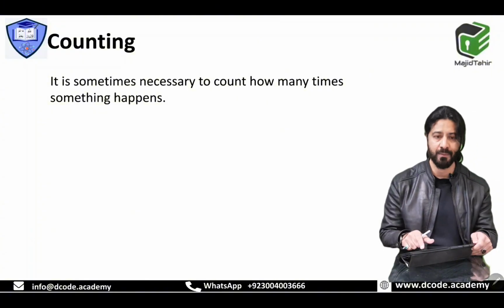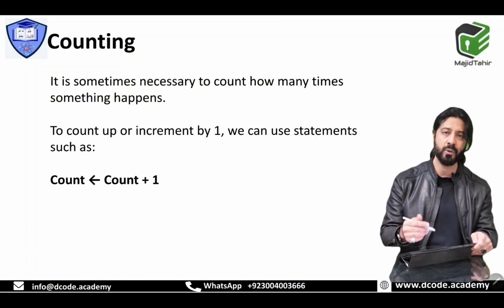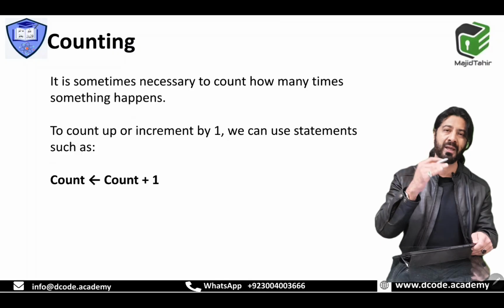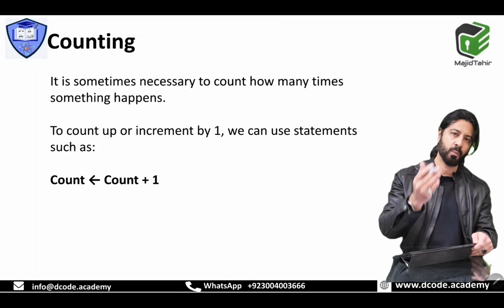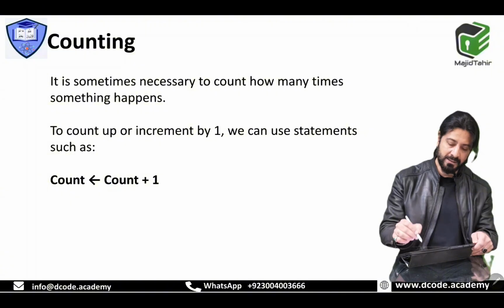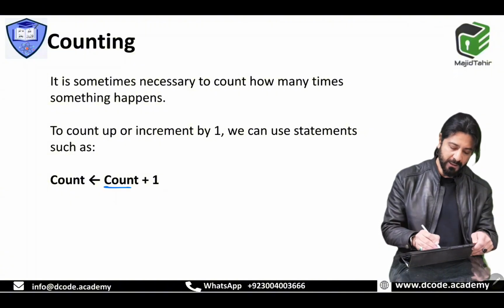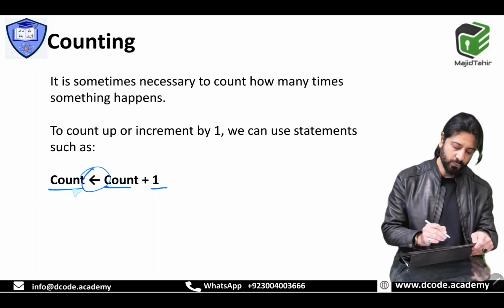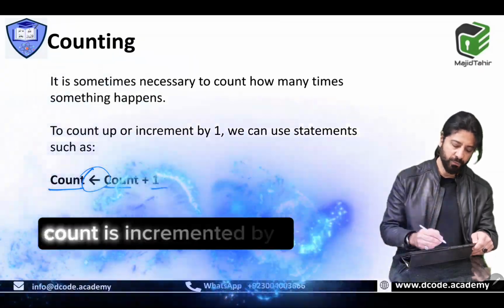Sometimes it is necessary to count some things. So counting works the same way: count is equal to count plus 1. When you're counting up, count plus 1 will be given back to the counter. So you see the same thing. Count plus 1 is given back to count. So count is being incremented.